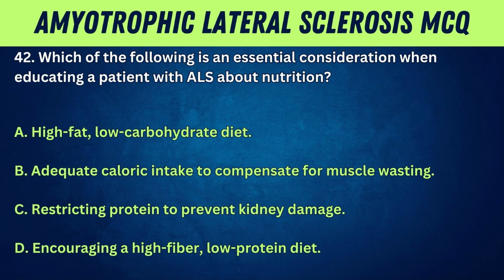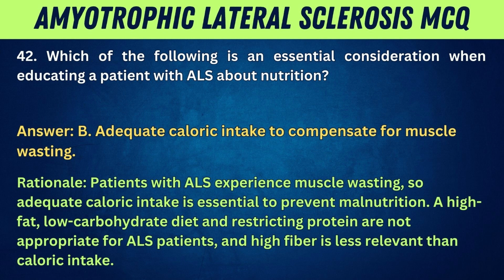A. High-fat, low-carbohydrate diet. B. Adequate caloric intake to compensate for muscle wasting. C. Restricting protein to prevent kidney damage. D. Encouraging a high-fiber, low-protein diet. Answer: B. Adequate caloric intake to compensate for muscle wasting. Rationale: patients with ALS experience muscle wasting, so adequate caloric intake is essential to prevent malnutrition. A high-fat, low-carbohydrate diet and restricting protein are not appropriate for ALS patients, and high fiber is less relevant than caloric intake.